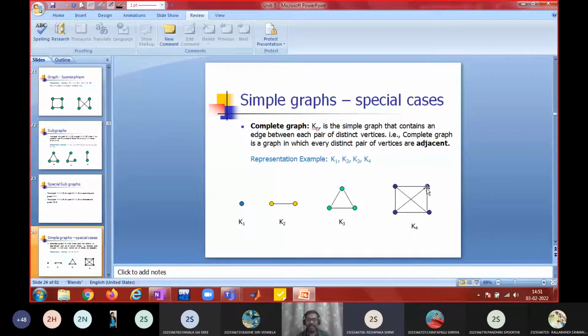You can see a graph with 4 vertices. You take any two vertices, they are adjacent because there is an edge between any distinct pair of vertices. Therefore this is an example of K4. Similarly you can draw K5, K6, K7 like that. Is that okay? Shall I proceed? Yes, sir. Right.